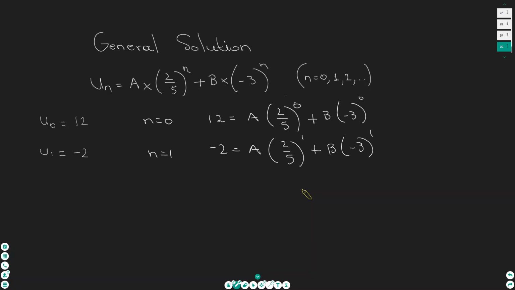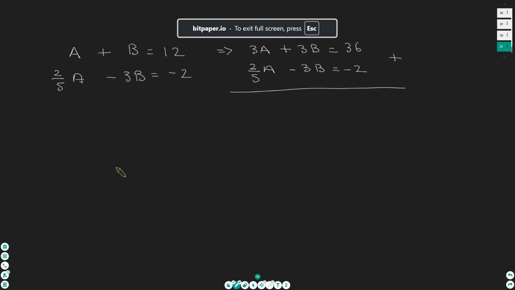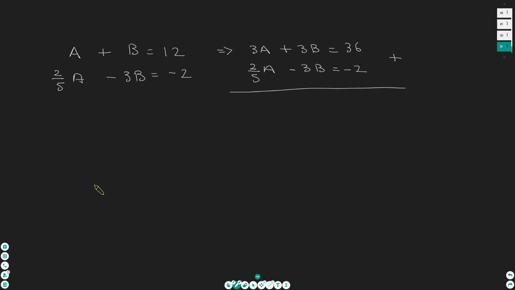The next thing to do is to simplify these equations and solve a system of two linear simultaneous equations to find the constants a and b. After we simplify the two equations, we have a plus b equals 12 and 2 over 5 a minus 3b equals negative 2. I multiply the first equation by 3, and then I have the two equations on the right hand side, and then I add the two equations to eliminate the b to find the a.